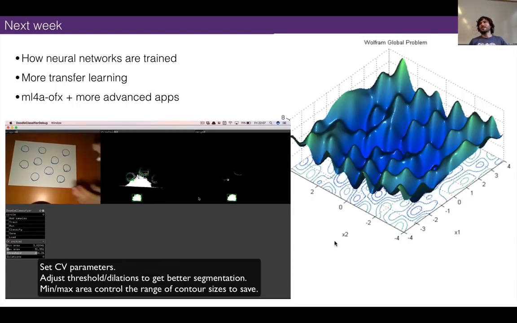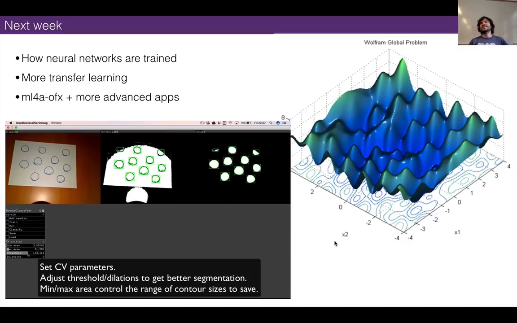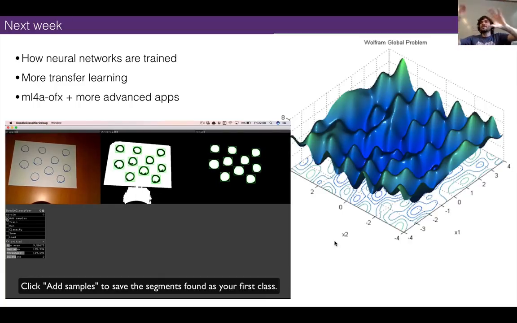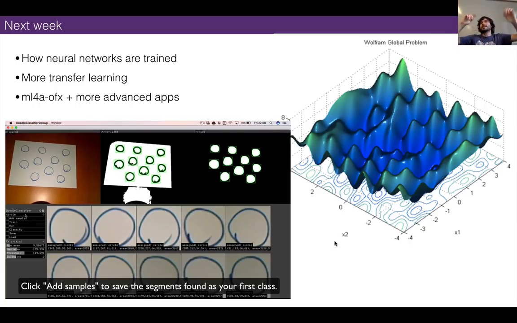And actually, some people have used this not even on drawings, but with objects on top of a platform. The whole point is that it segments the image into multiple things and it finds them.